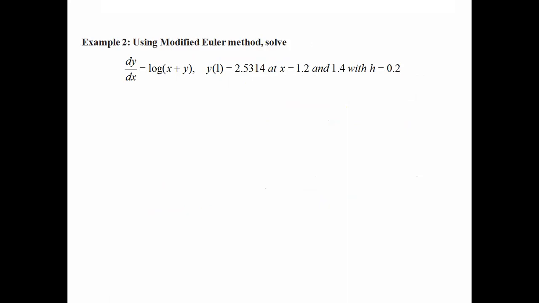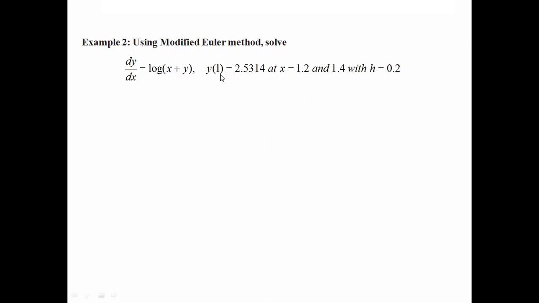So one more example: solve the differential equation dy by dx is equal to log of x plus y with the condition y of 1 is equal to 2.5314 at the points x is equal to 1.2 and 1.4, with h equal to 0.2. But here I'll solve at 1 point only, x equal to 1.2. At the next point, we can continue because it is the same process; we have already done 2 problems, and you have to proceed with the same steps. I only write the solution at 1.2. Similarly, as you saw in the previous problem, you can continue and get the solution at 1.4 also.